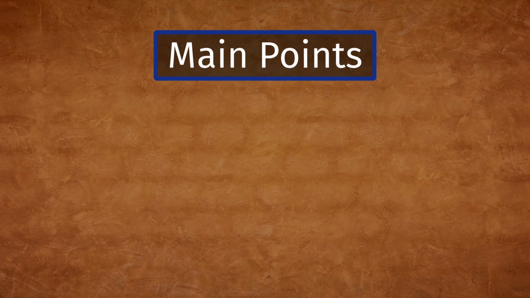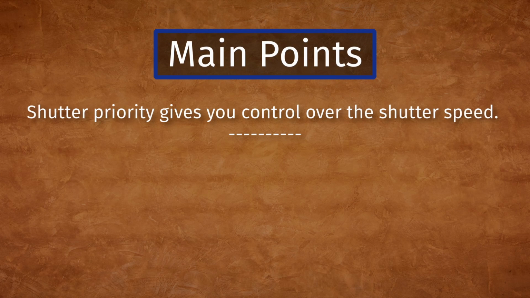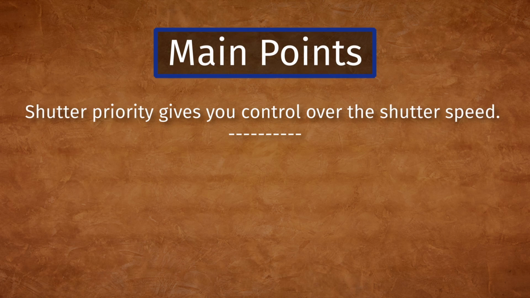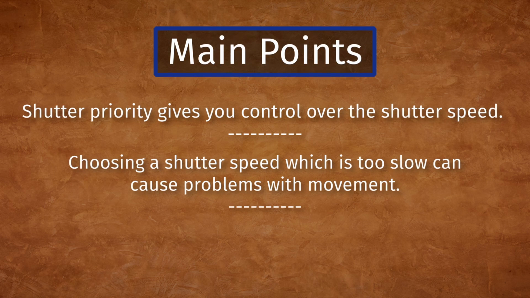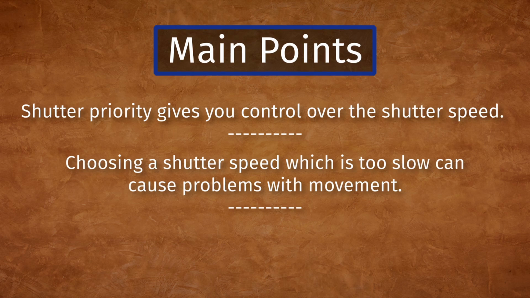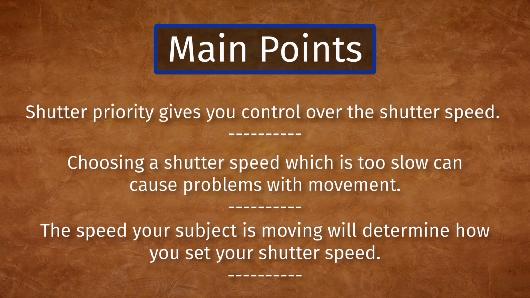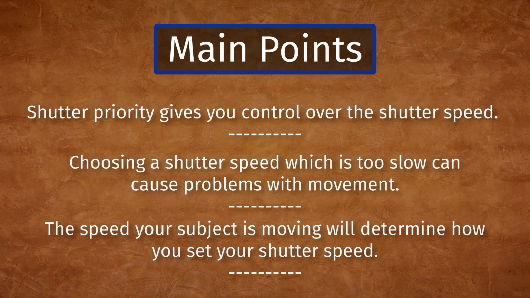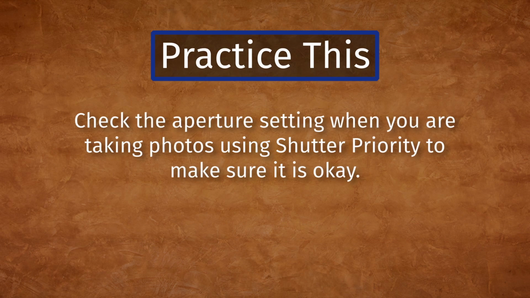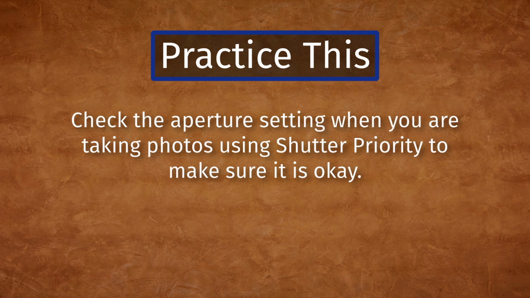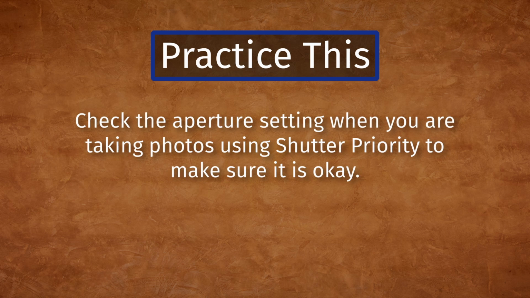The main points from this lesson are: shutter priority gives you control over the shutter speed. Choosing a shutter speed that is too slow can cause problems with movement. The speed your subject is moving will determine how you set your shutter speed. Practice this to improve your photography. Check the aperture setting when you're taking photos using shutter priority to make sure it's okay.